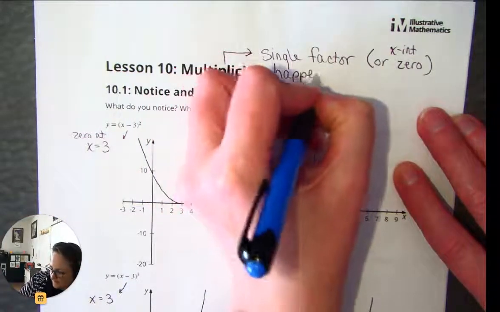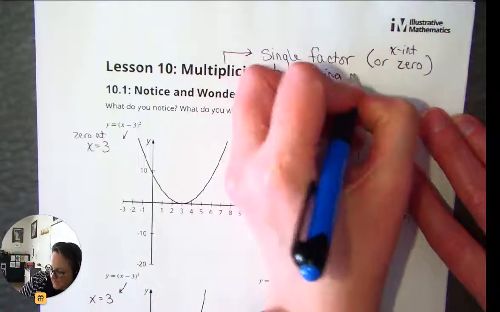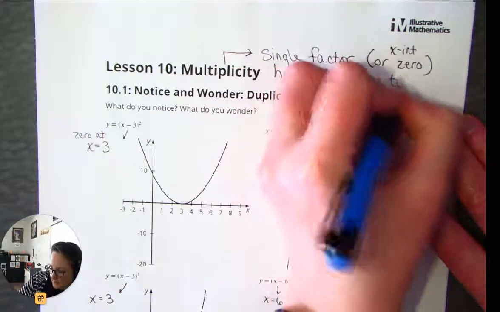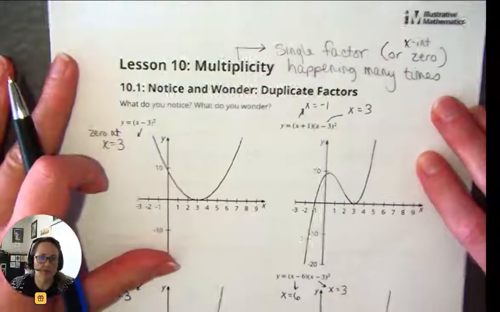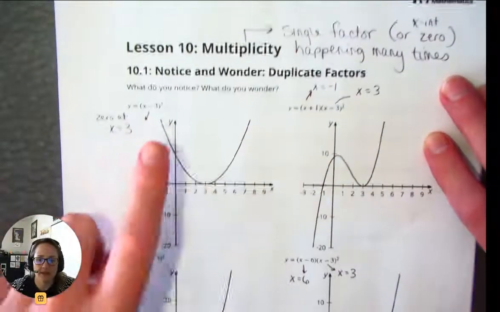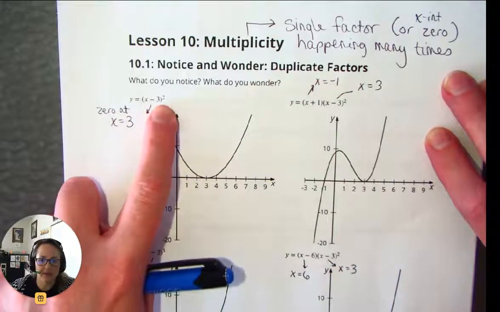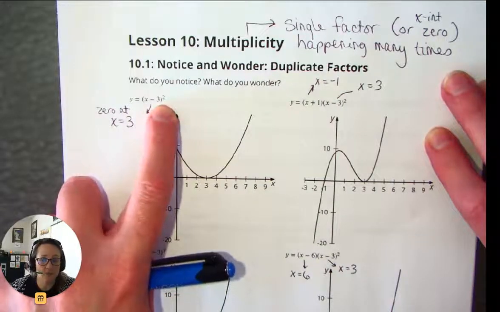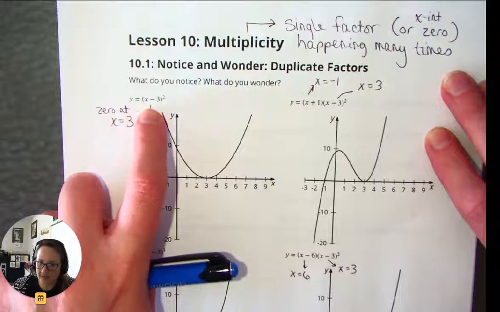happening many times. All right, and so we're trying to figure out how many times that single factor happens. And it has something to do with the degree, or the exponent, on that factor.